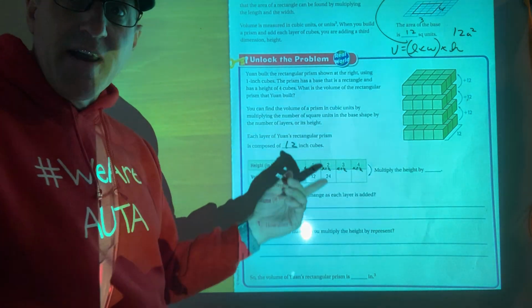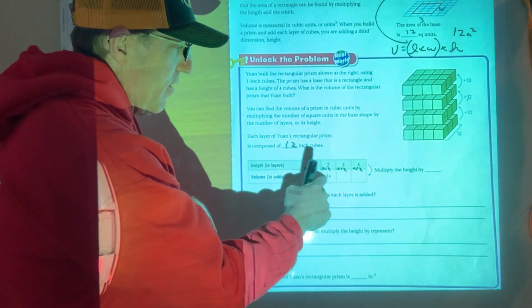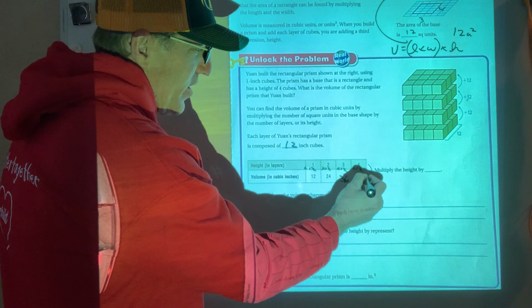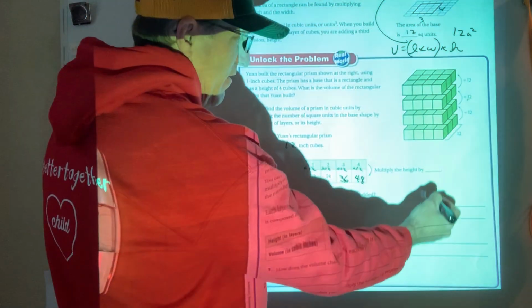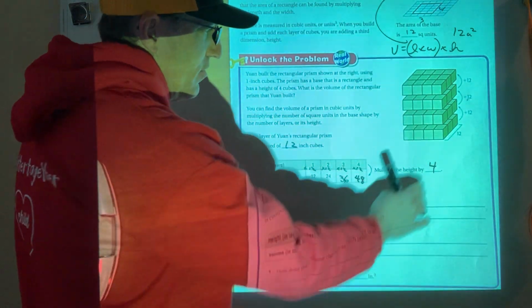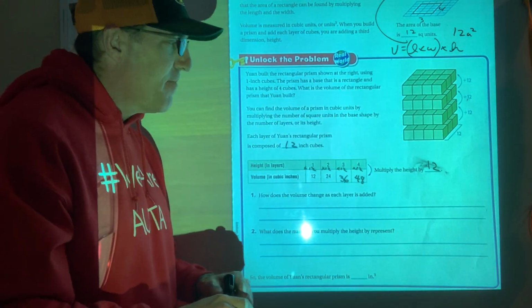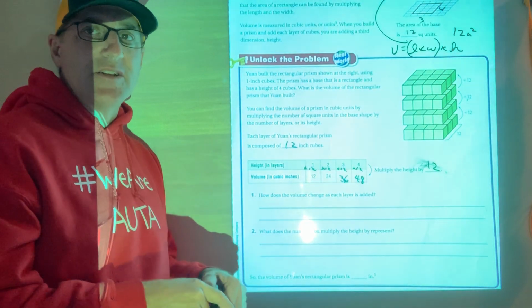All right, so my height of 4 is going to be 4 times 12. So it's 12, 24, 3 times 12 is 36, 4 times 12 is 48. Multiply the height by 4, right? Oh, sorry, by 12. Multiply the height by 12 because there's 12 units in each layer.